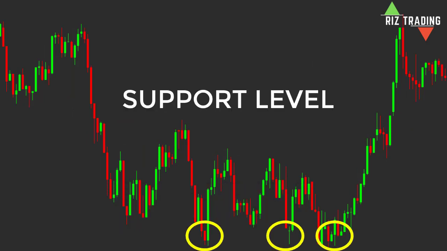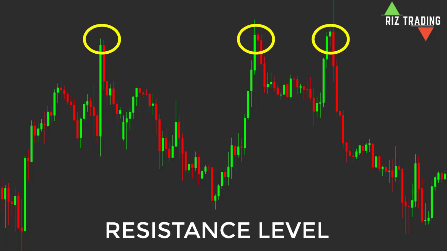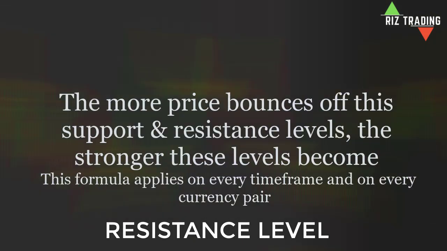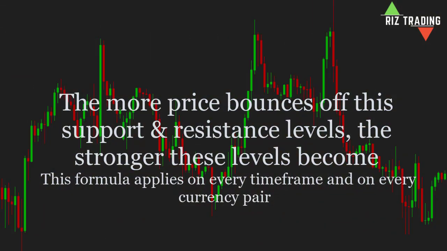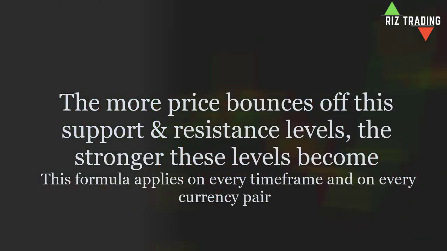Look at the chart. Look for a series of low points where price does not fall below any further. This is your support level. Look for a series of high points where price does not rise above any further. This is your resistance level. The more the price bounces off these support and resistance levels, the stronger these levels become. This formula applies on every time frame and on every currency pair.